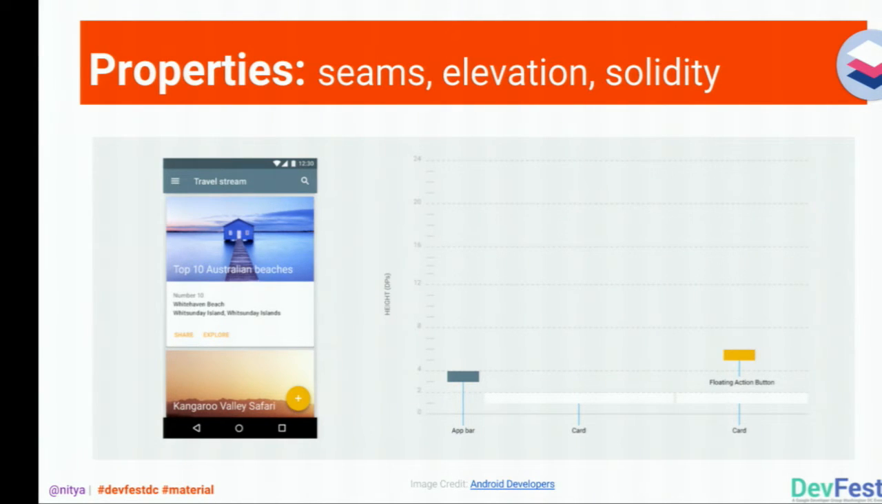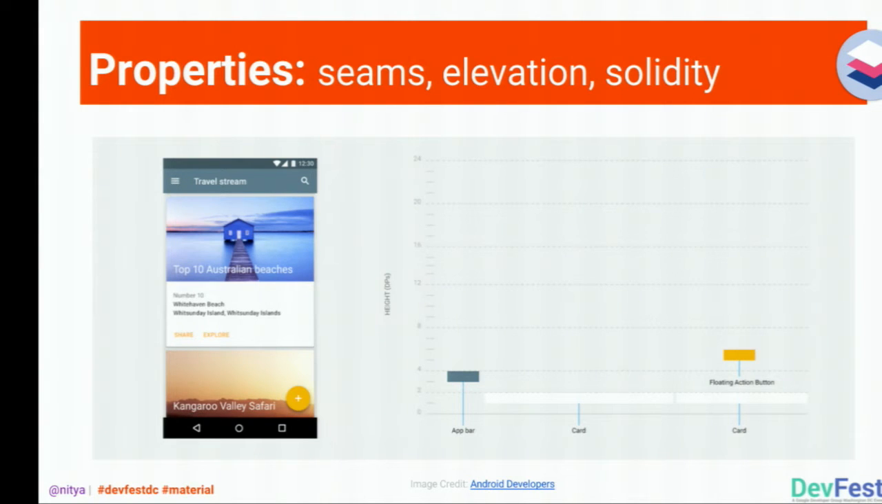I want you to look at this really quickly and try to map what you see on the left to the right. You see this little yellow button, it's over there. You see that blue bar, it's over here, and in the middle is this card. And what you're really looking at is when I said that in material design, objects have properties, every piece of your design has a seam, elevation, and solidity. When you look at this, you can immediately tell the relationship between those objects.